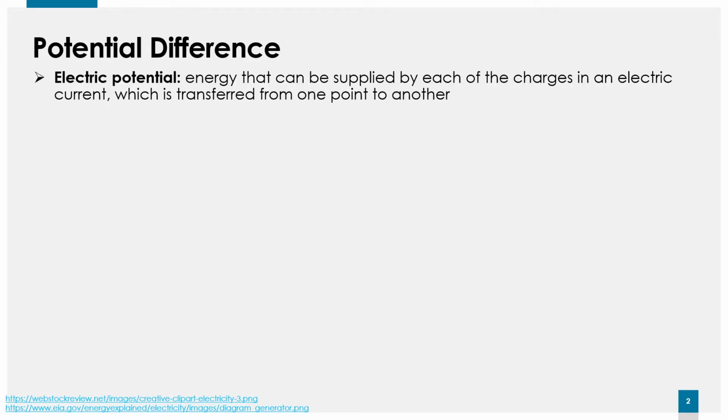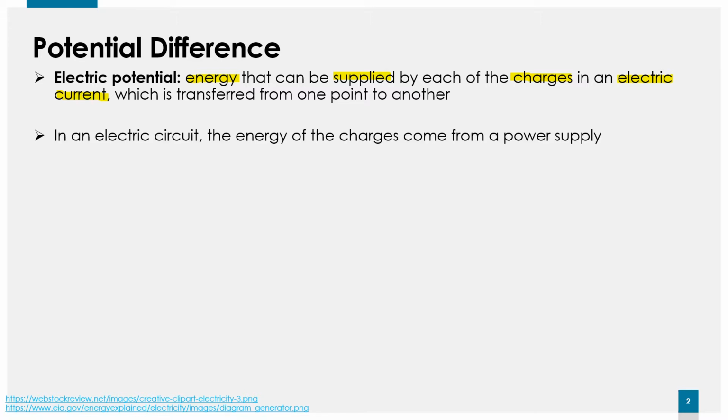What's this? What's potential difference? In any electric device, we have the electric potential. What's this? It's the energy that can be supplied by each of the charges in an electrical current, which is transferred from one point to another. So every time I have an electric current, I have charges being transferred, right? This charge also transfers energy. The amount of energy that this charge supplies to an electric device, we call electric potential.